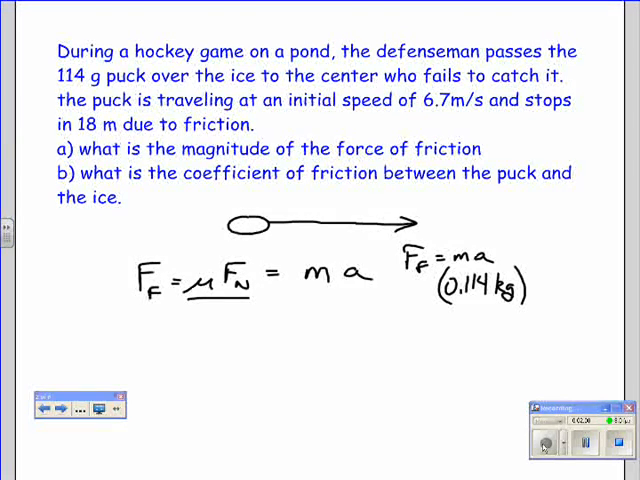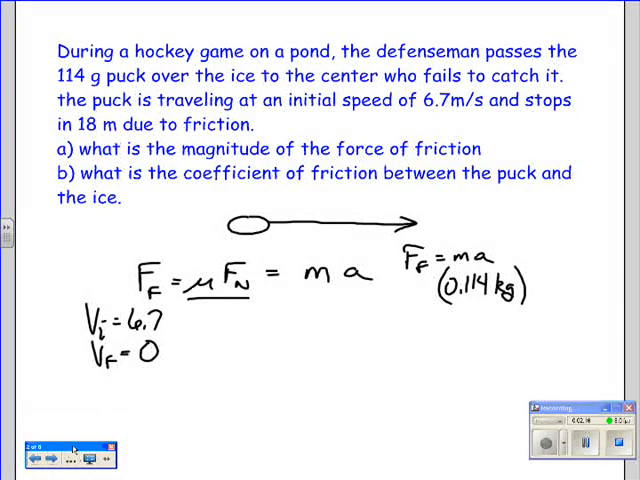Because I do know that the initial velocity is 6.7. What's its final velocity? 0. Distance is 18 meters. And we want to know acceleration. Do I have an equation that involves those four things? The answer, of course, is yes. The true question is, what equation do we have that relates those four things?